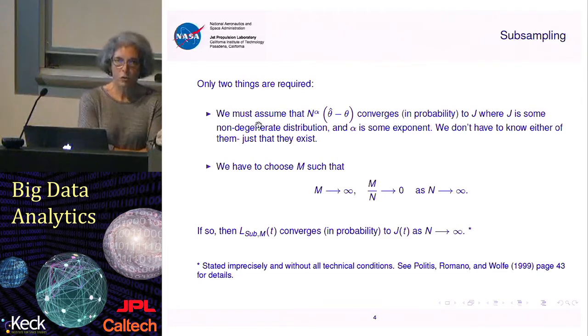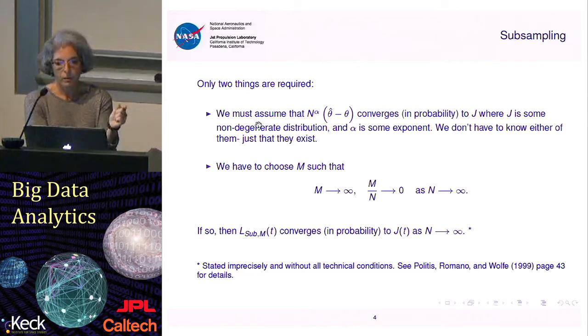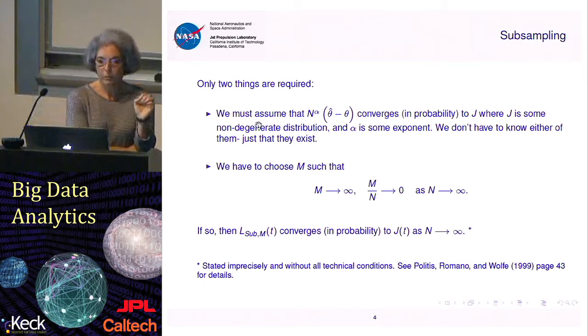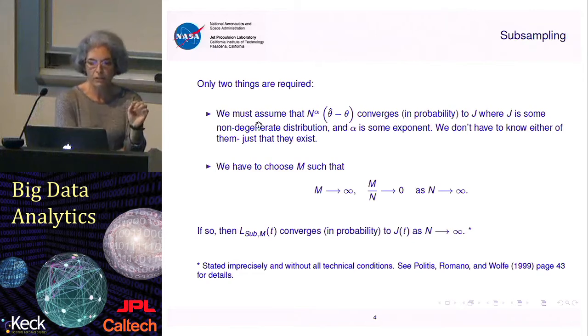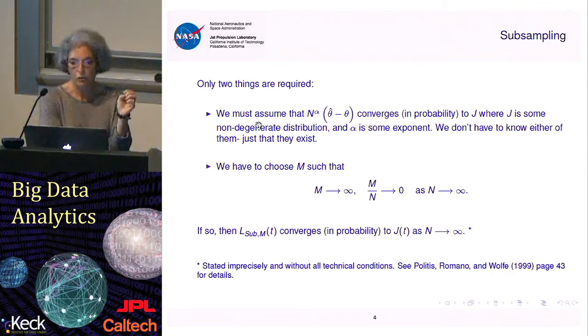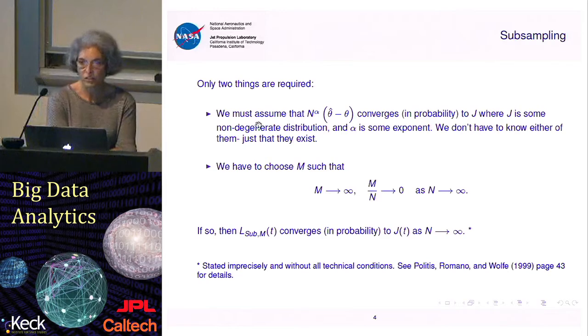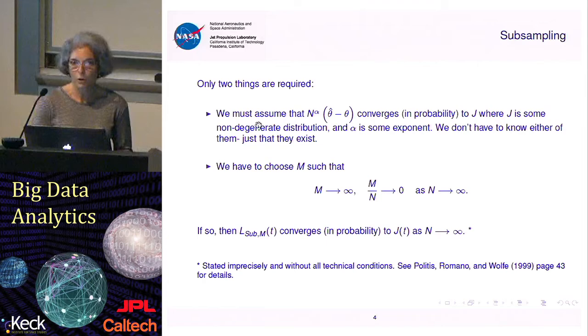As with the M out of n bootstrap, we have to choose the subsample size m, and M has to be big, but not too big relative to n. And if this is true, you can prove that the subsampling distribution function converges in probability to the true distribution function as n goes to infinity. Now, there's a whole page of technical conditions that go with this mathematically, and if you want to see them, you can go to page 43 of the Politis, Romano, and Wolf book.